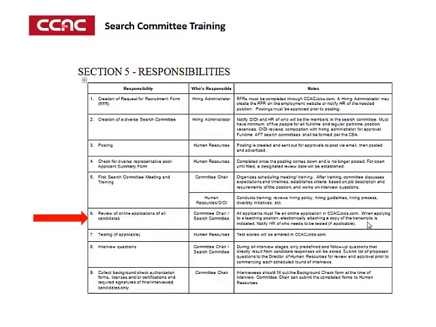Responsibility number 6, review of online applications for all candidates. All applicants must be on file using the online application held in ccacjobs.com. When applying for a teaching position, the candidate also has to electronically attach a copy of their transcripts, etc. The hiring administrator reminds all members to review all applicants and any other policy requirements.